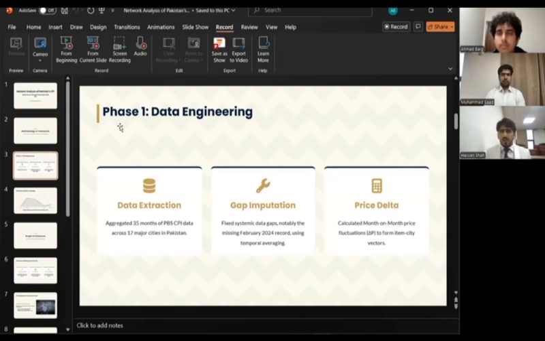Once our dataset was whole, we calculated the core metric of our entire project, the month on month price delta for every single item across every city. This gave us the exact price fluctuation vectors we needed. Please click to slide number 4.